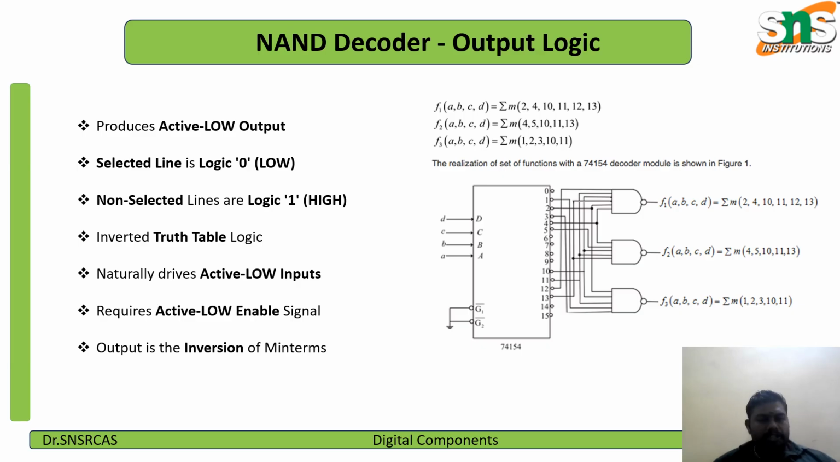There is the truth table of an inverter, 0 to 1, 1 to 0. There are the OR gate based, the active low enable signal, the inversions of the minterms output statement.